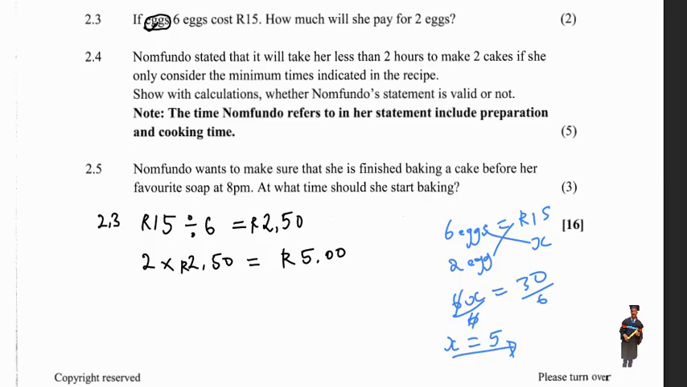The cross multiplication takes you straight to the answer, but with this one you first determine the cost of each x, which is 2 rand 50. Then since we have 5, it means that this is 5 rand. I hope we are okay, ladies and gentlemen. Let's go to 2.4.